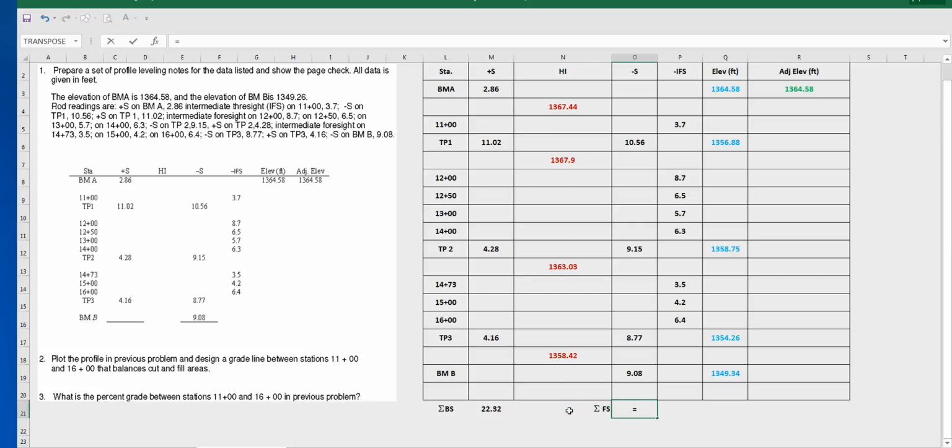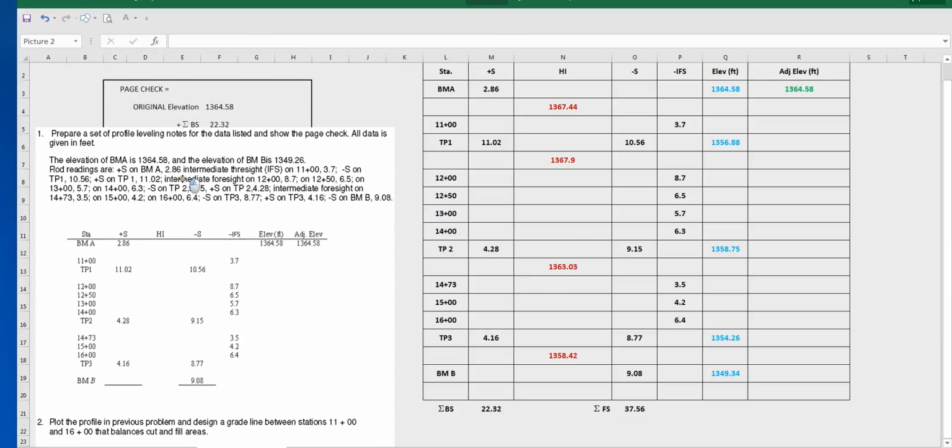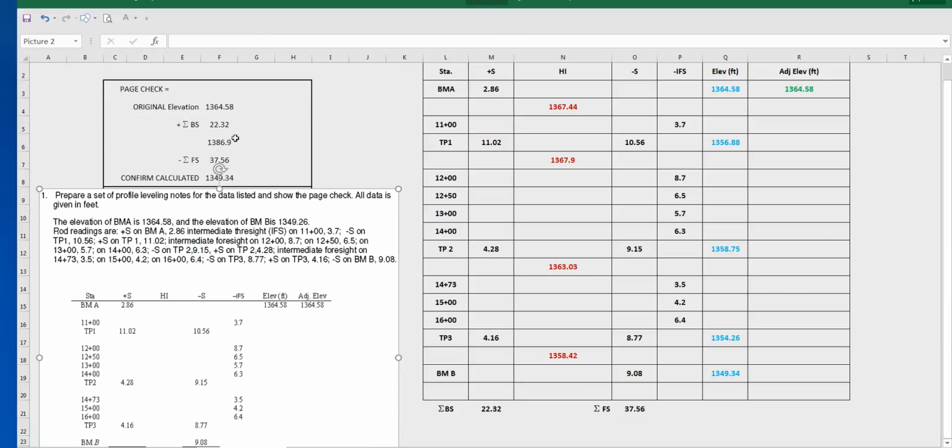So I'm going to say the 10.56 plus 9.15 plus 8.77, oops, I left one out, 8.77 plus 9.08 gives me 37.56. So I'm going to go ahead and push this down. And here's how it looks.